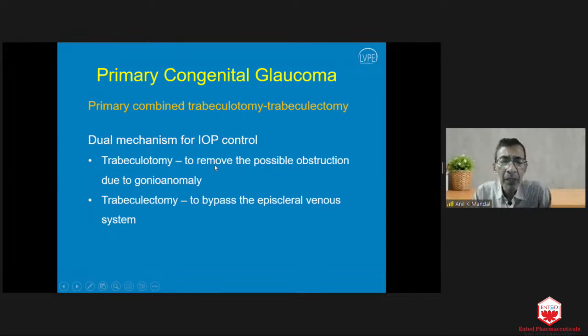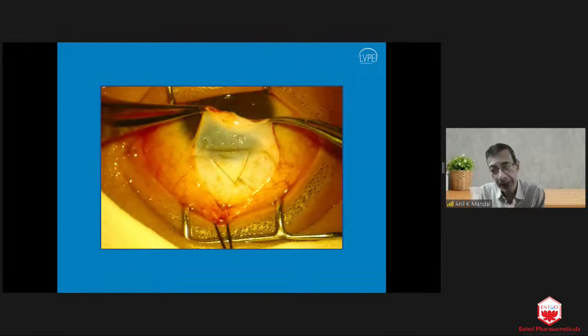In difficult situations, combined trabeculotomy-trabeculectomy is to have a dual pathway. Trabeculotomy to remove the possible obstacle by the gonio anomaly, and trabeculectomy to bypass to the episcleral venous system. And this dual pathway gives rise to better pressure control in difficult situations.